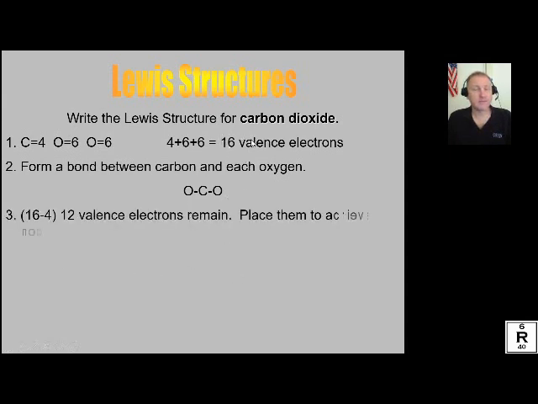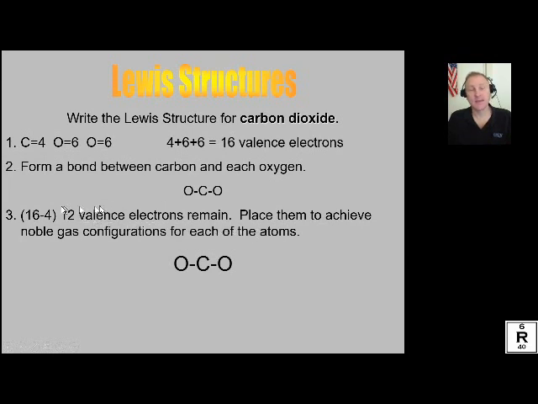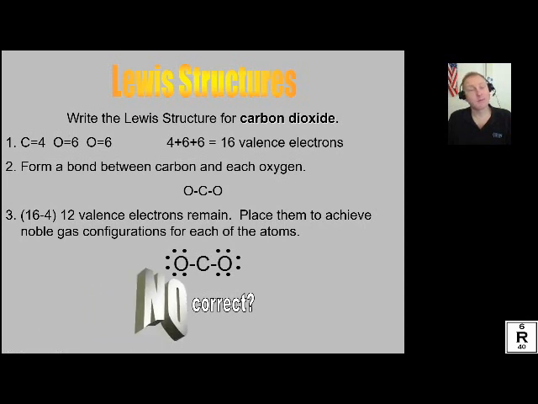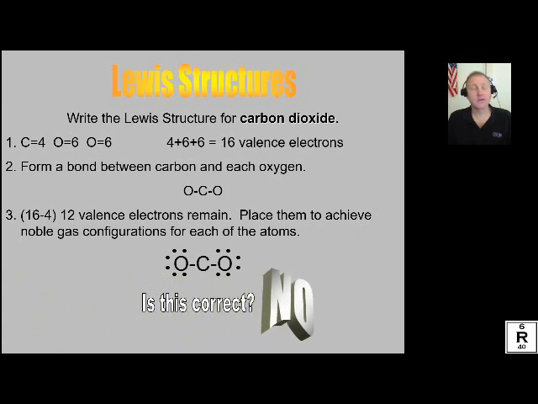So we had 16, and we used 4 in these bonds. There's 2 here and 2 here, and that gives us 12 left over. Now the next job is to place the remaining 12 electrons to achieve a noble gas configuration for all the atoms. So if we have 12 electrons here, let's take a look. Did I place 12? 1, 2, 3, 4, 5, 6, 7, 8, 9, 10, 11, 12. So is this correct? Well, at first glance, you might think it's correct, but in all actuality, no, it's not correct. So whenever you're done with your Lewis structures, I'm going to show you how you can double check if you got it correct or not.